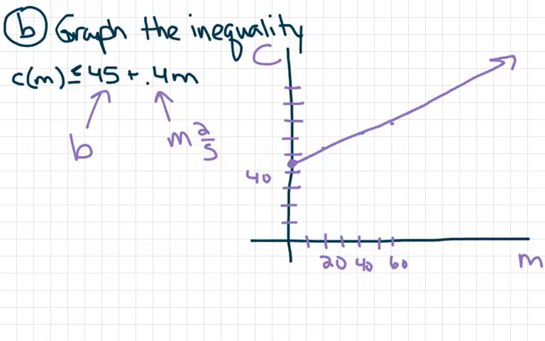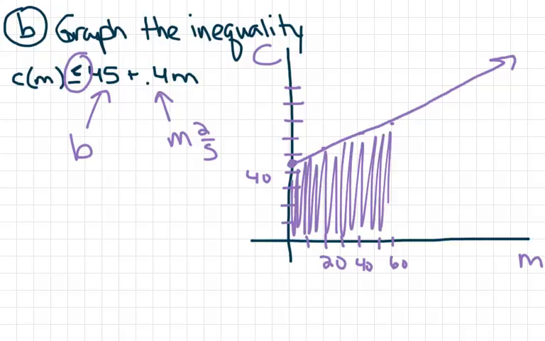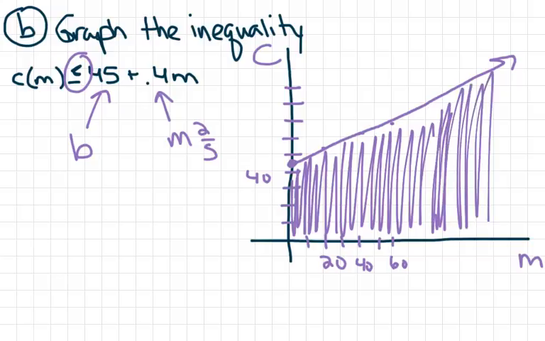It's a solid line because of the inequality, and since it's in slope-intercept form, the less than or equal to means to shade below the line. So any ordered pair that lies in this shaded region or on the line is an amount of money that I could pay.